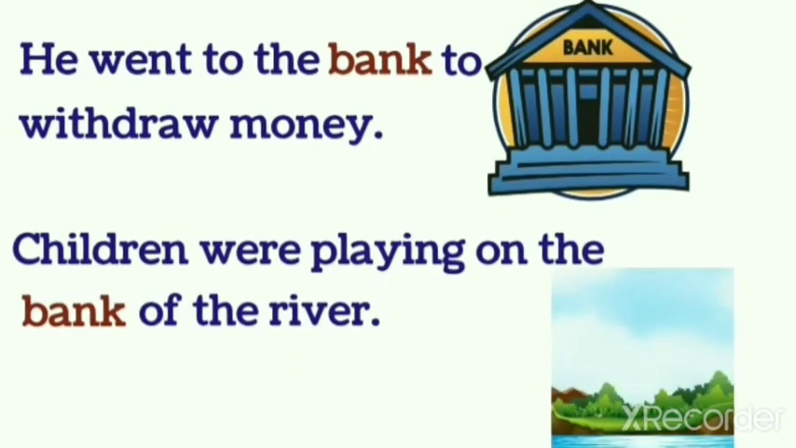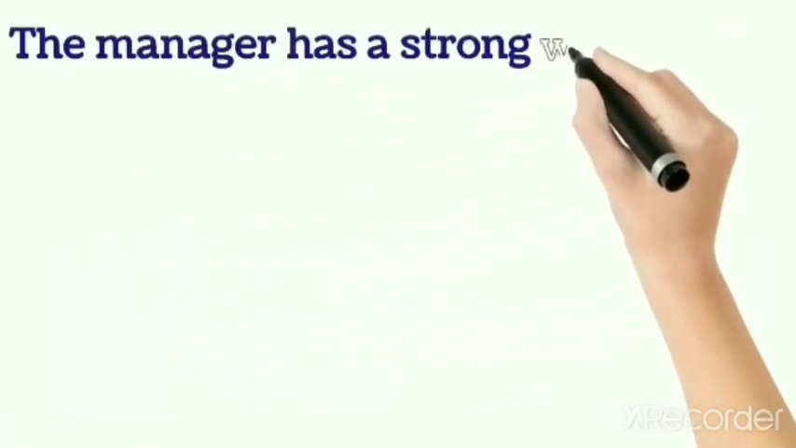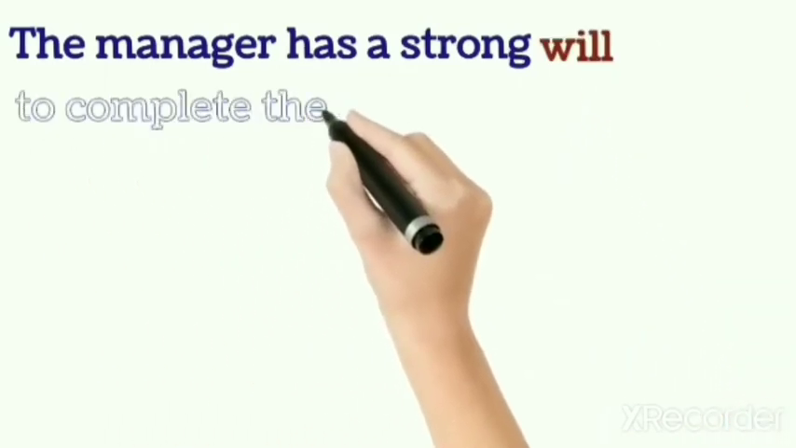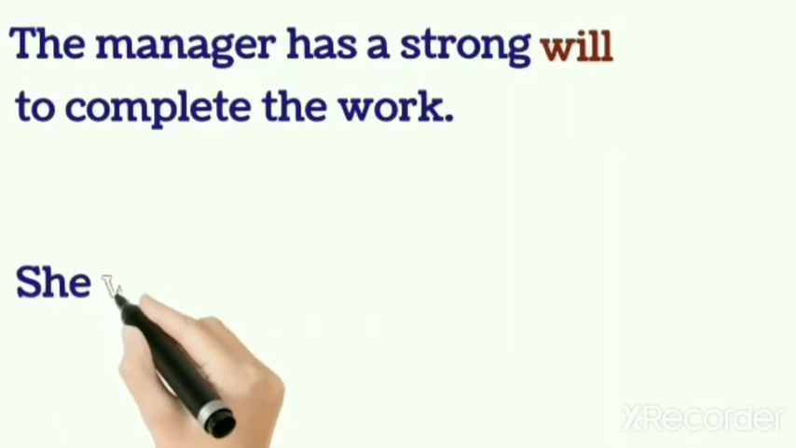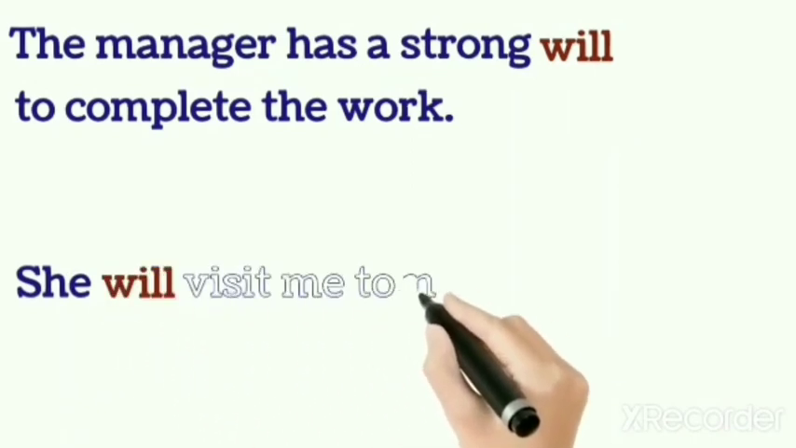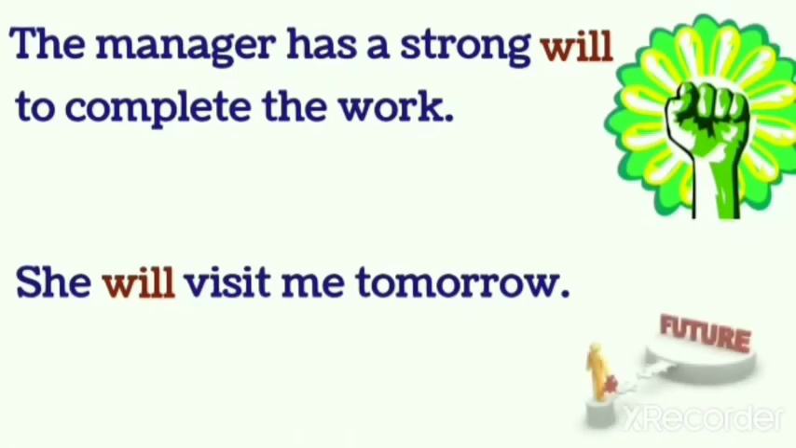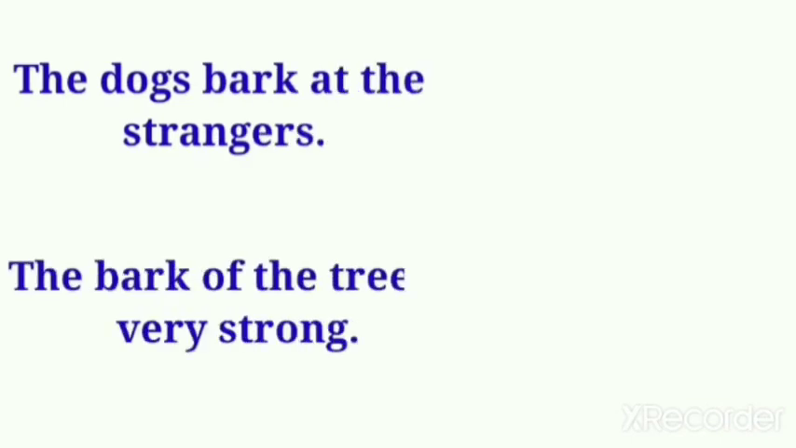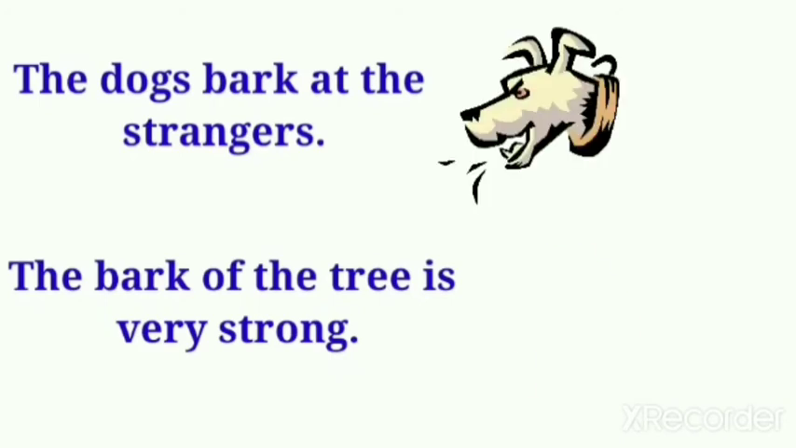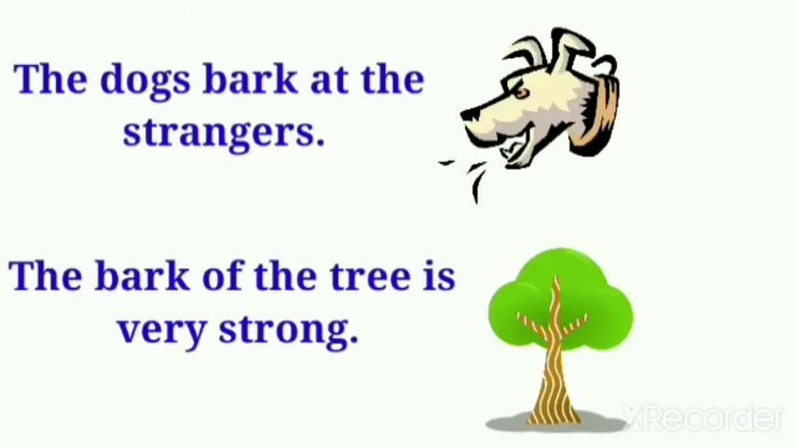See the next one, will. The manager has a strong will to complete the work. She will visit me tomorrow. In the first sentence, the word will is a strong determination to do something, whereas in the second sentence, the word will is an auxiliary verb expressing future tense. Next, bark. The dogs bark at the strangers. The bark of the tree is very strong. The first bark means sound made by a dog. The second one means bark of a tree.